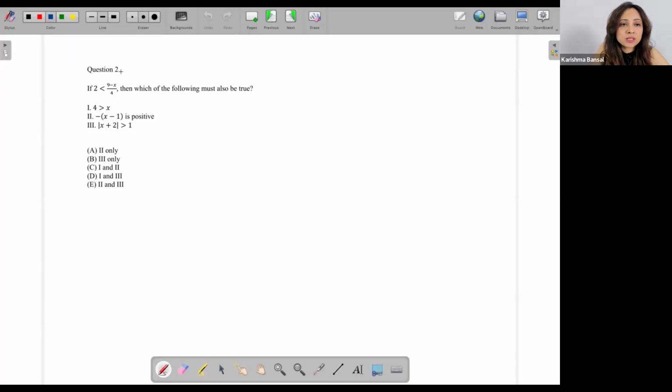So if 2 is less than, I know how to deal with a constant, right? Over here, I can easily multiply both sides by 4. I know it's a positive number, so nothing will change. So what do I get over here? I get 8 less than 9 minus x, right? I've multiplied both sides by 4. And now I'll take x over here and the 8 over here. I'll get x is less than 1.